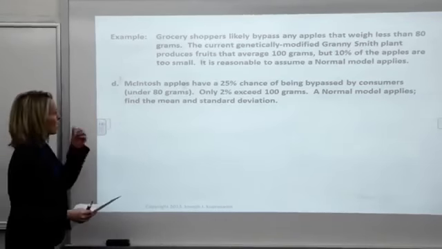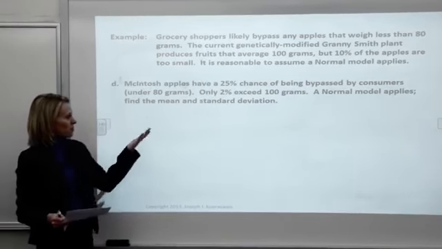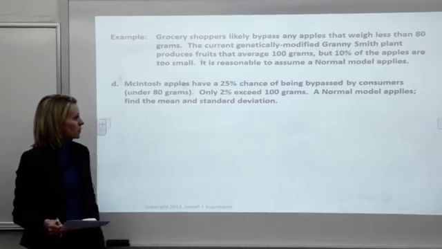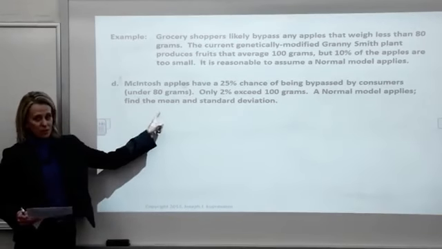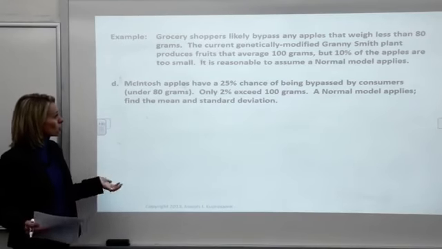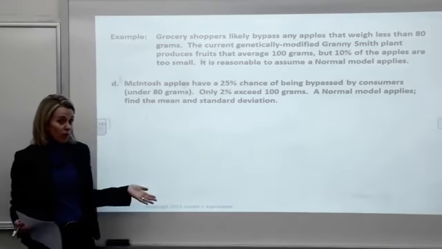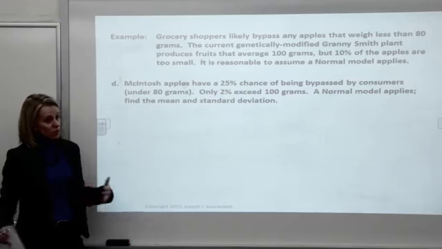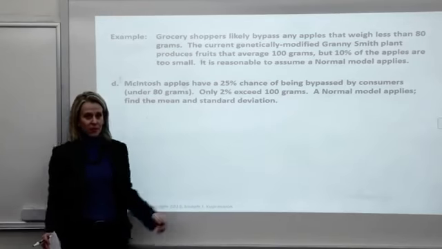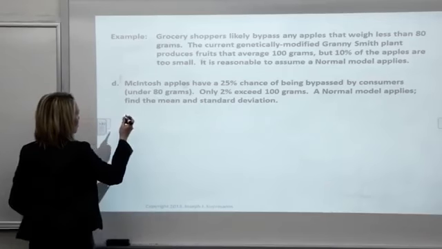We've got a new kind of apple, Macintosh apples. They have a 25% chance of being bypassed by consumers. So 25% chance of being under 80 grams, a 2% chance of exceeding 100 grams. A normal model applies. Again, find the mean and the standard deviation. So our strategy here is to figure out what z-score corresponds to the small apples, what z-score corresponds to the large apples, and then we'll use the two z-score formulas to help us solve for mu and sigma. Again, if you want to pause and see if you can set this one up. But the first thing, we need two z-scores.